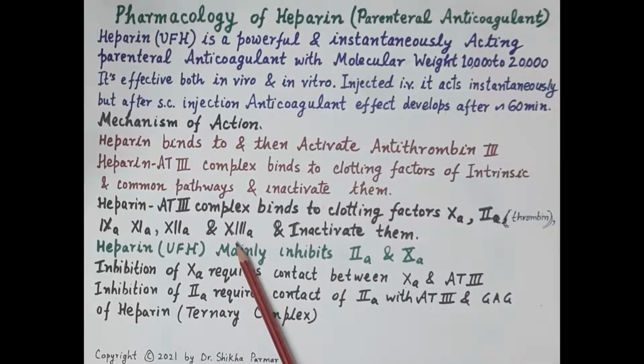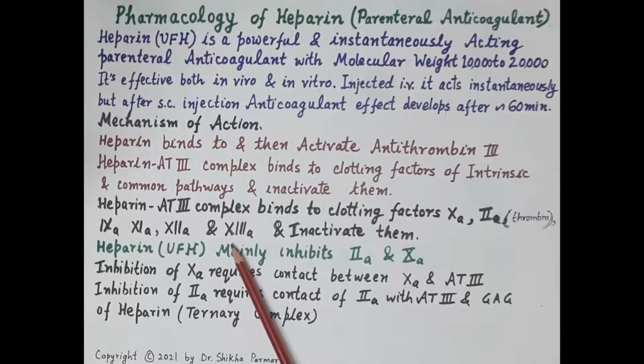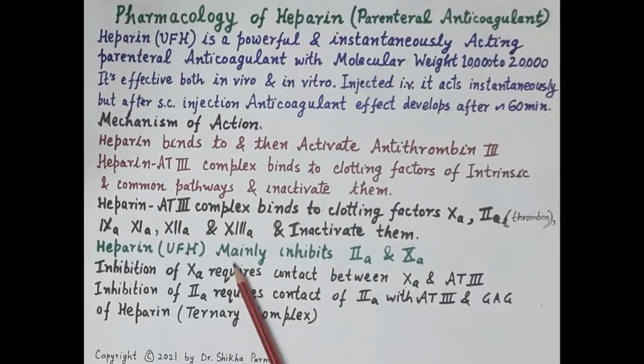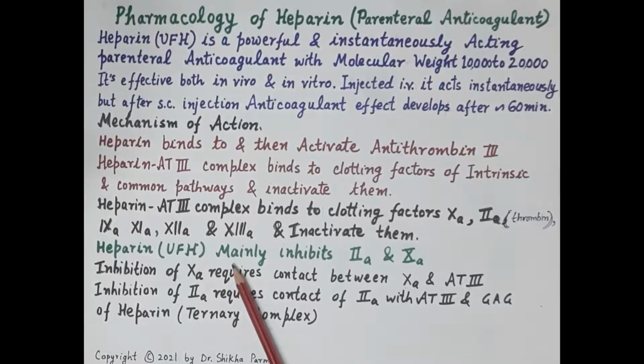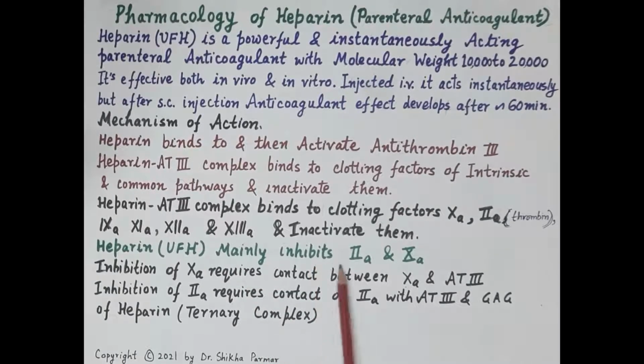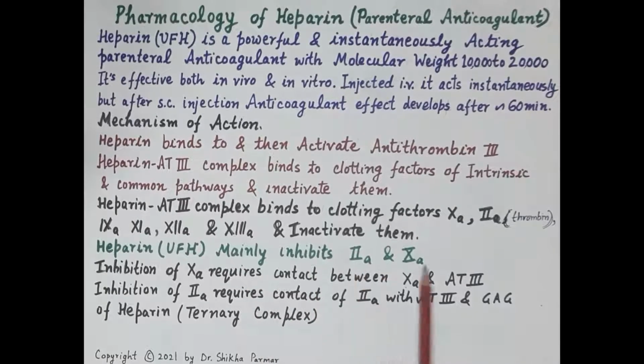Now after binding of this complex with these clotting factors, all these clotting factors are inactivated, and this inhibits the process of coagulation, and that is how heparin acts as a very powerful parenteral anticoagulant. Now one thing important to understand is that the anticoagulant action of heparin is exerted mainly by the inhibition of clotting factor thrombin and clotting factor 10A.